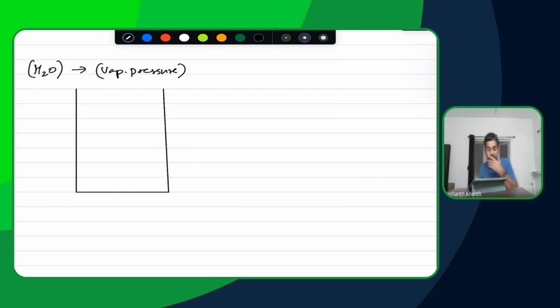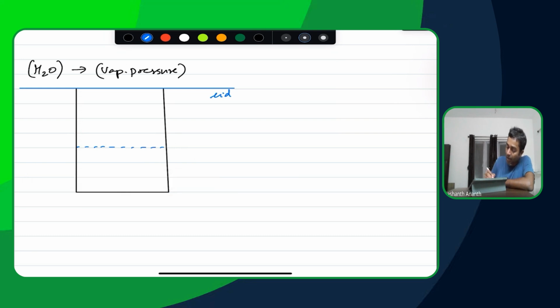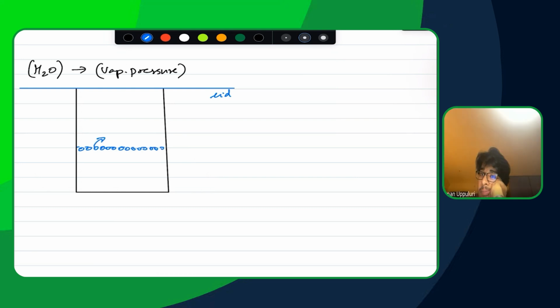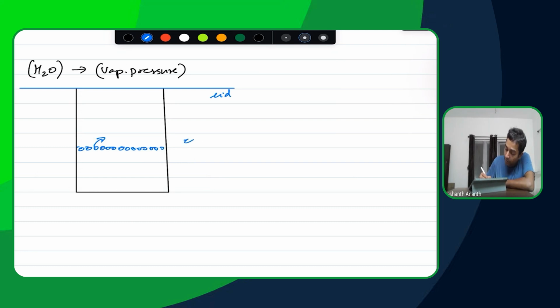So if I have water present in a container, and I put a lid on top of this container, what happens is you're going to be having water molecules present on the liquid. Under normal circumstances, water molecules present on the surface will escape into vapor phase. What is this process by which they escape into vapor phase? That is going to be evaporation.